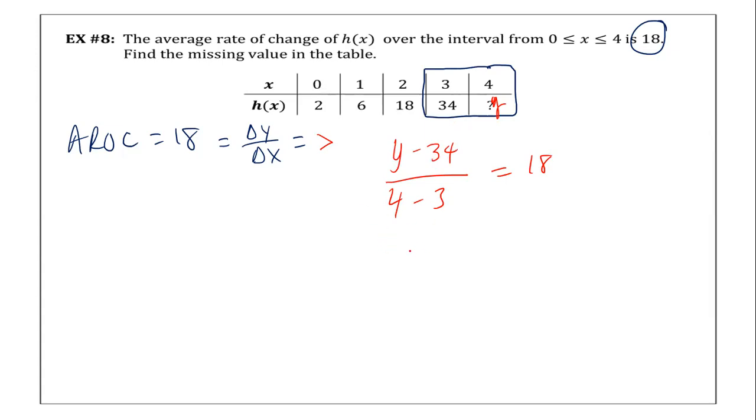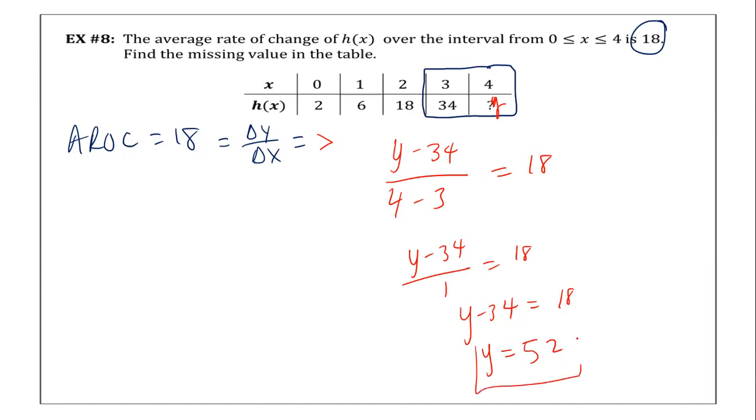So when I do the math, I have y minus 34 over 1 equals 18. So y minus 34 equals 18. And we get y equals what? And why is that? Because we just had to add to the other side. So we get y equals 52. Okay. Is that terrible? Doable? It was terrible earlier. Okay.